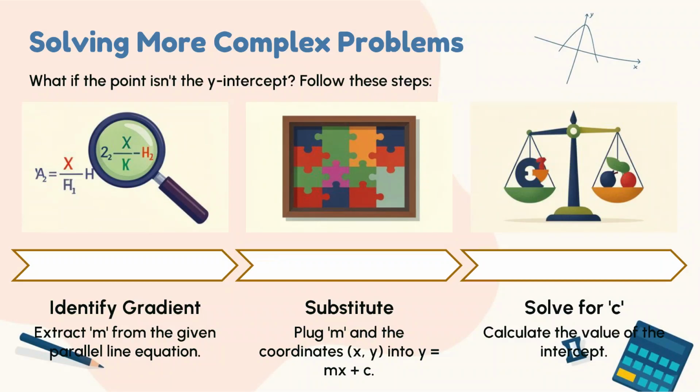For example, if a line is parallel to y equals 3x plus 1 and passes through the point (2, 10), the gradient must be 3. Substitute x equals 2 and y equals 10 into y equals 3x plus c. That gives 10 equals 3 times 2 plus c. So 10 equals 6 plus c. Therefore, c equals 4. The equation is y equals 3x plus 4.